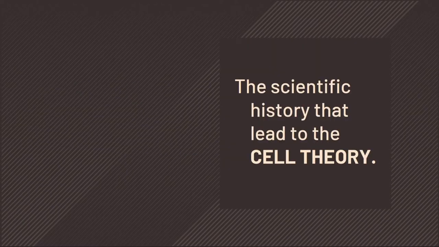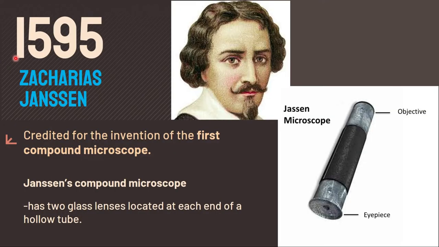So it all started with the discovery of the cells. So let us go back in history and know how the cell theory came to be. So it all started in 1595, or other references would say 1590s. There were glassmakers named Zacharias Janssen, and together with his father, they invented the first compound microscope. But the credit for who invented the first compound microscope goes to Zacharias Janssen and not his father. Why? His father made this microscope, but Zacharias Janssen perfected the design, the production.